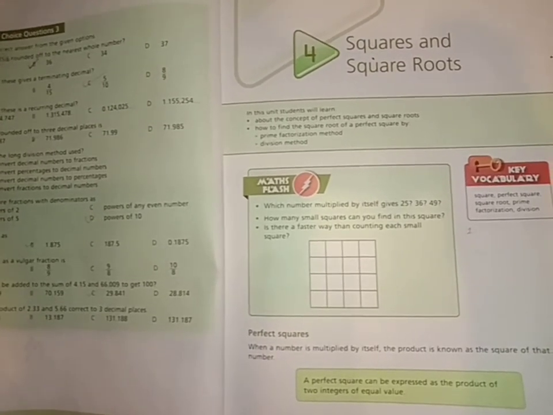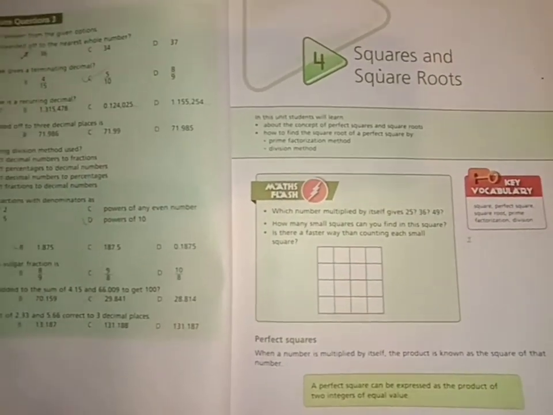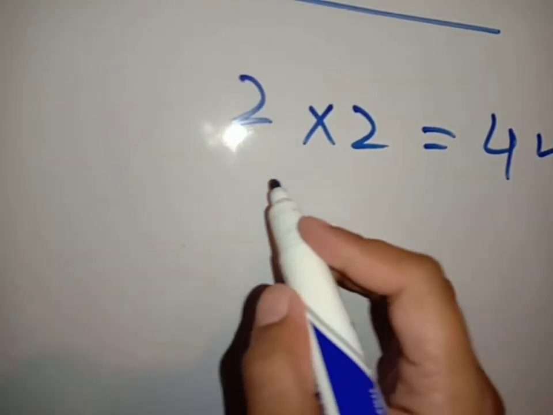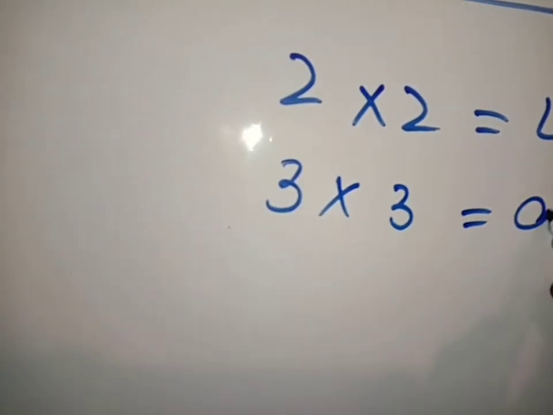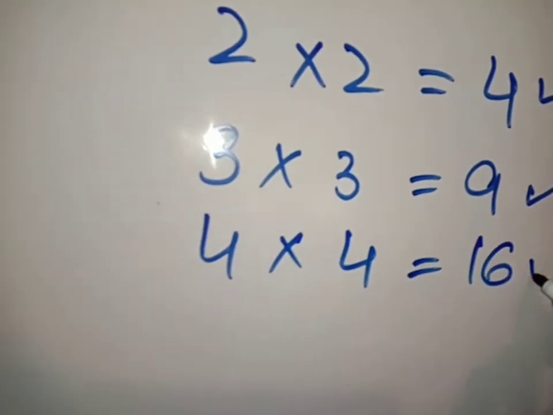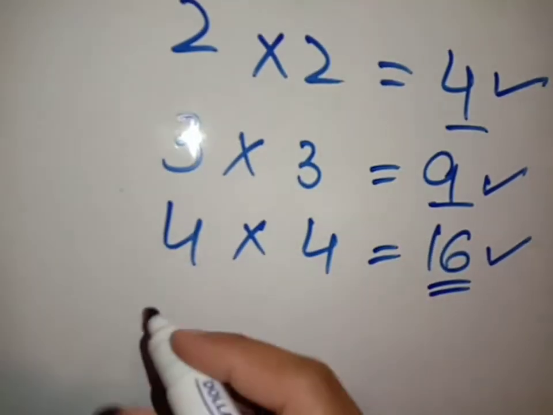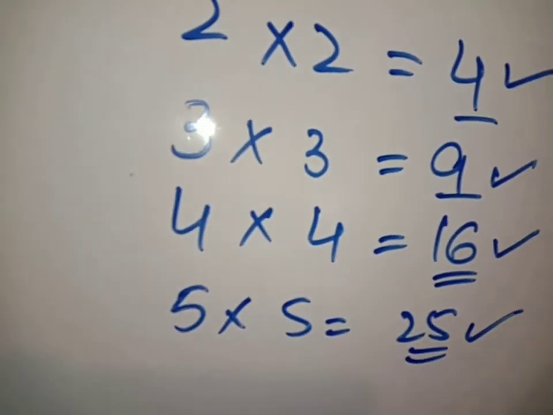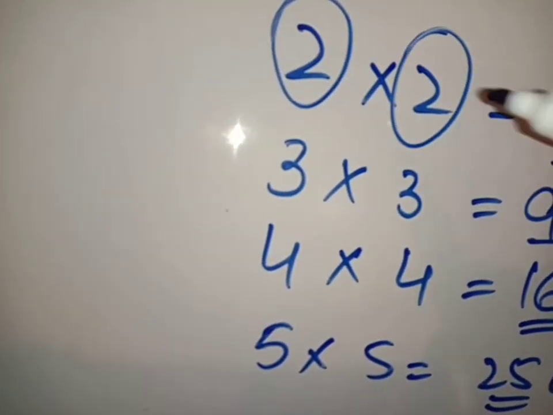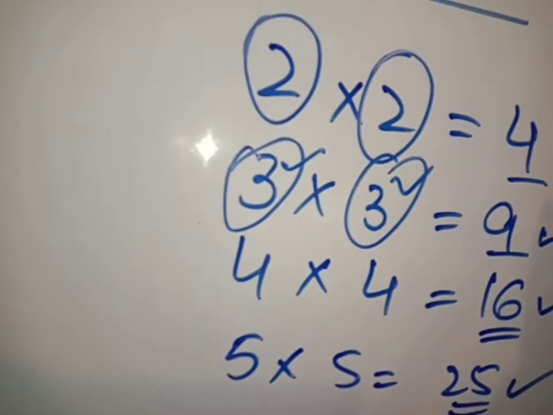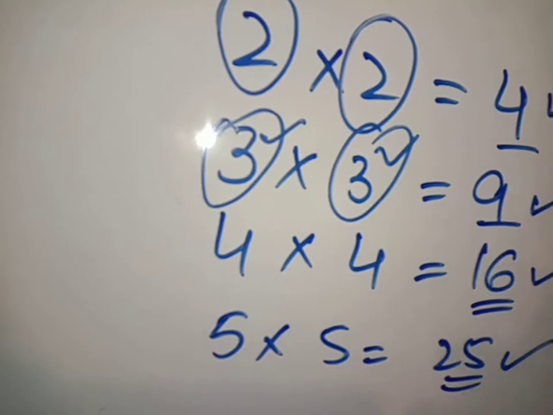It means 2 multiplied by 2 is equal to 4, so 4 is a perfect square. 3 multiplied by 3 is equal to 9, so 9 is a perfect square. 4 multiplied by 4 is equal to 16, so 16 is a perfect square. 5 multiplied by 5 is 25, a perfect square. So whenever we multiply two integers with the same value, the result is considered a perfect square.